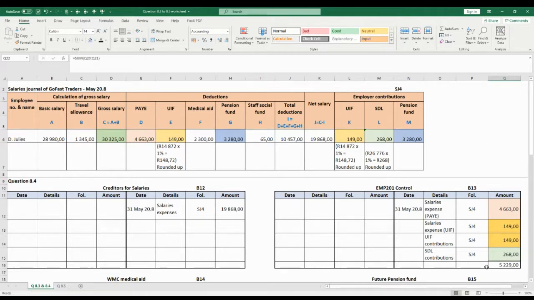Okay, before we move on to the cash book now, do you have any questions on this specifically? So transferring your salary journals to your general ledger. Is there anything that you're wondering about or that I need to re-explain? Okay, so Michaela, you just want me to re-explain the pension fund, how I did that. Is that what you're asking?